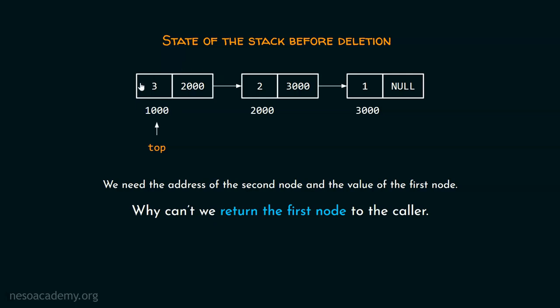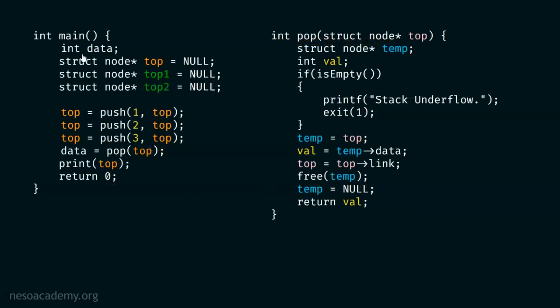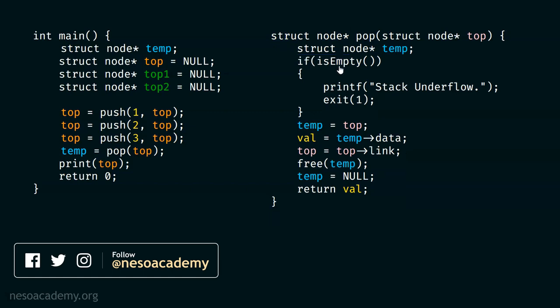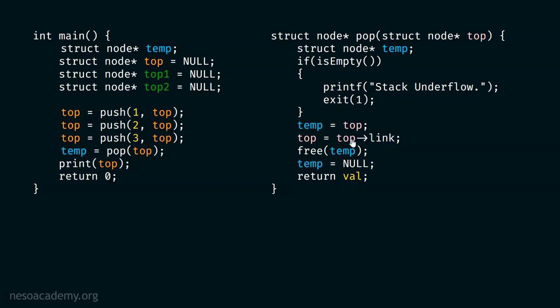It is possible, right? So here first we must replace this int data by struct node star temp, and here we must write temp instead of data. And obviously this int must be replaced by struct node star, and here we must delete this val because there is no requirement of this val at all. After this there is no need of this line of code as well, and there is no requirement of even deleting the first node. We will simply update our top pointer so that it can point to the second node of the list. That's it.